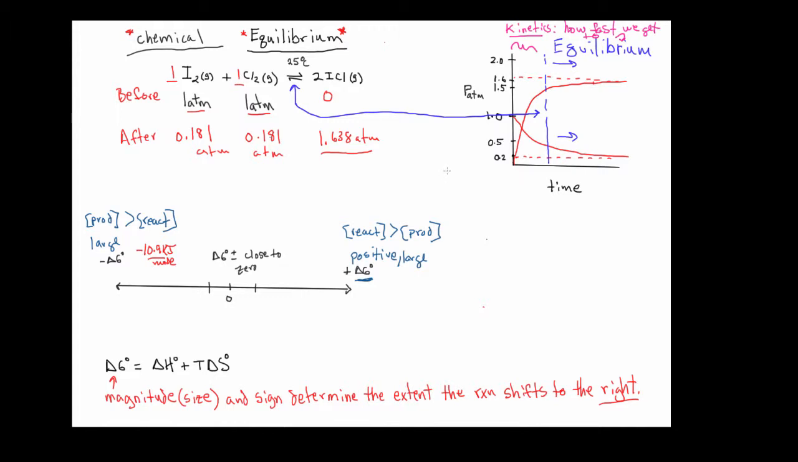The first is the idea that most chemical reactions actually don't go to 100% completion. So what I'm showing here in this little table is that after the reaction comes to a dynamic stop, if you will, and I'll come back to that concept, you can see that the concentration of iodine and chlorine has not decreased to 0. In fact, it's decreased to about 0.2 atmospheres in each case.